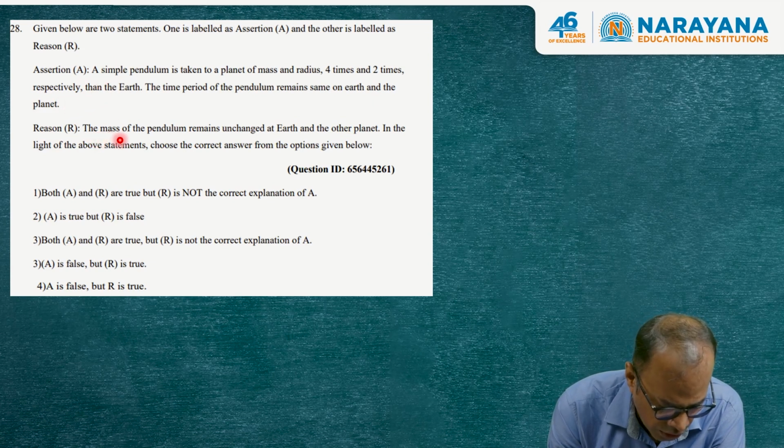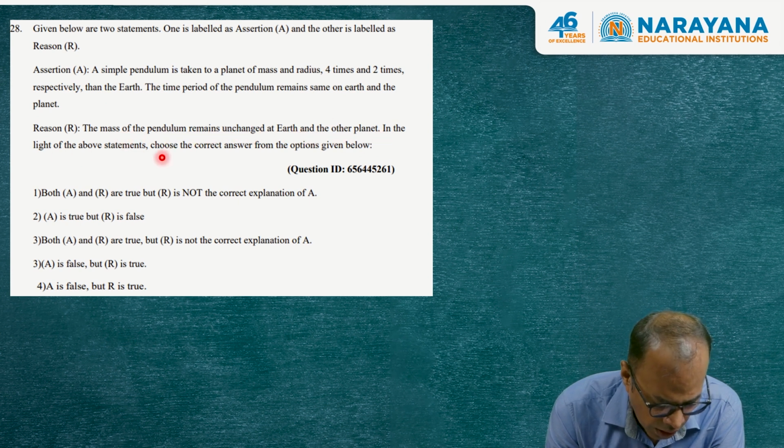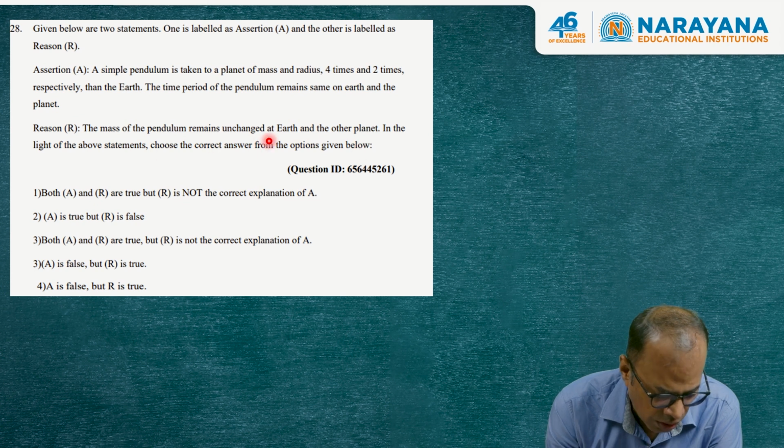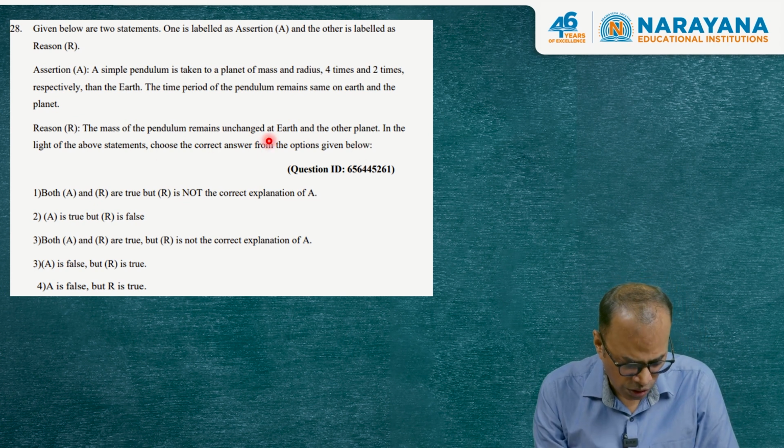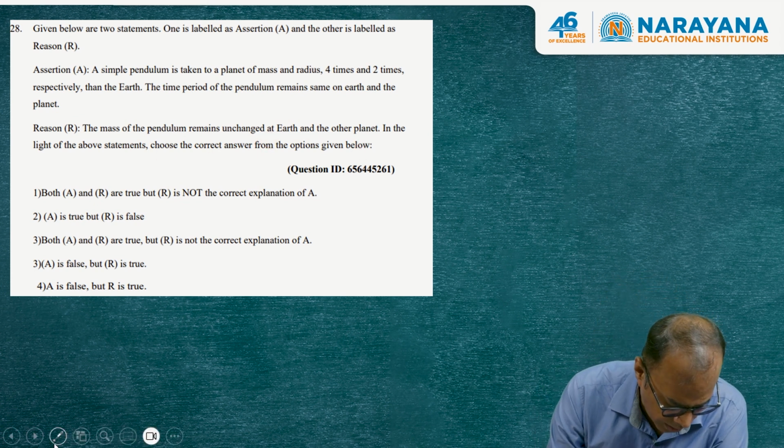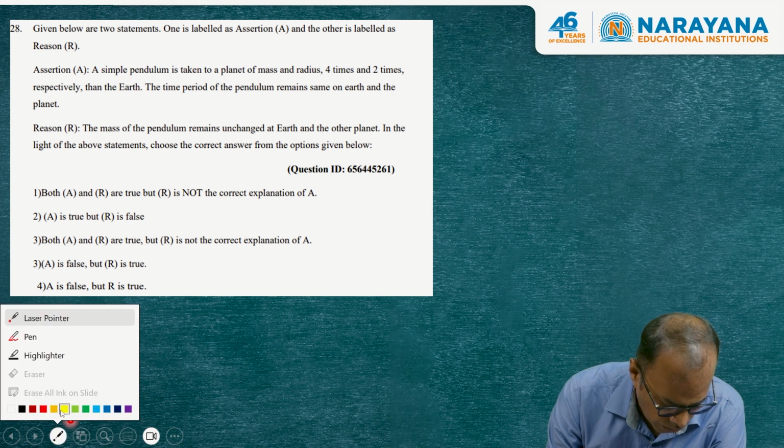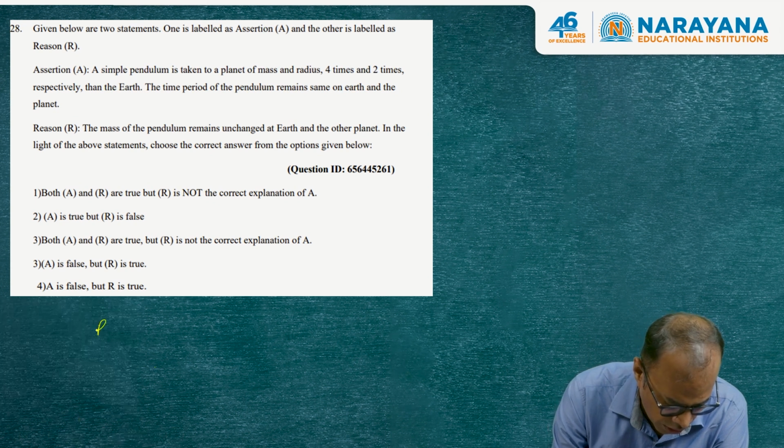First let's read the reason also. The mass of the pendulum remains unchanged at earth and at the other planet, and we want to find out which one is true and which one is false and whether it is a correct explanation or not. Now I would here like to first focus on the reason.